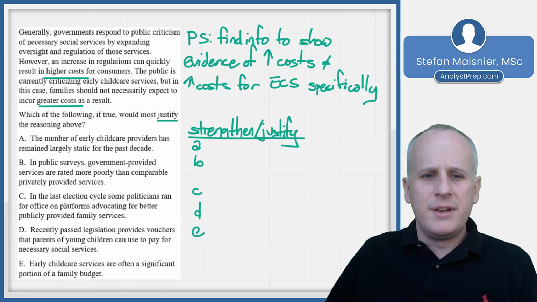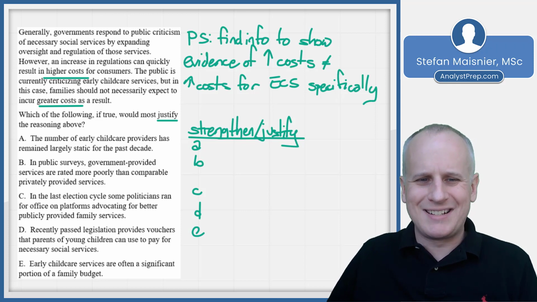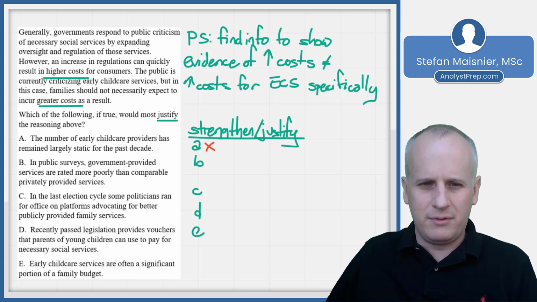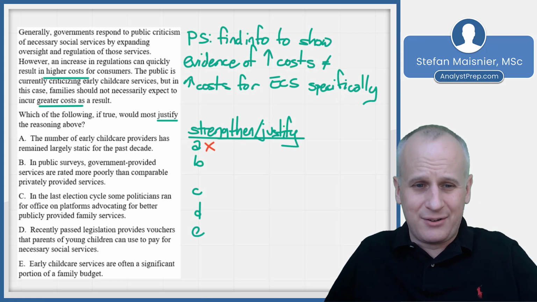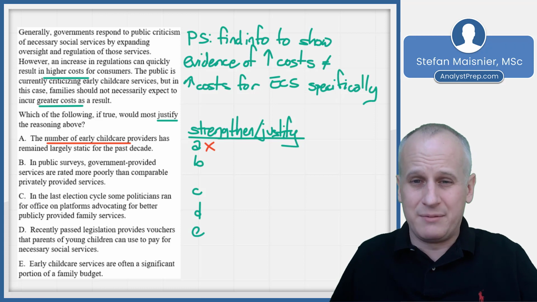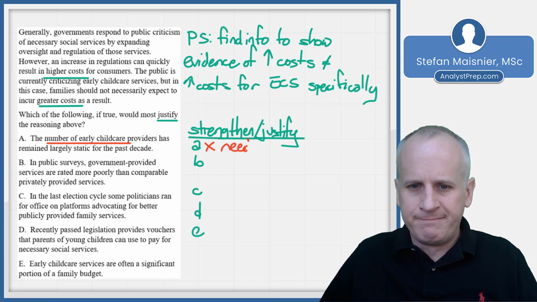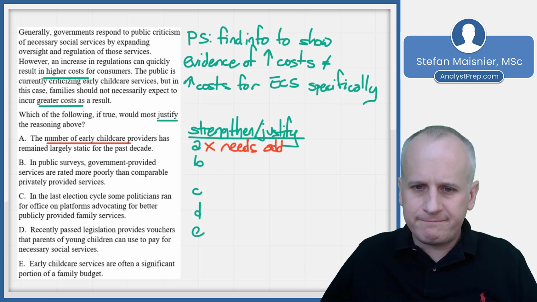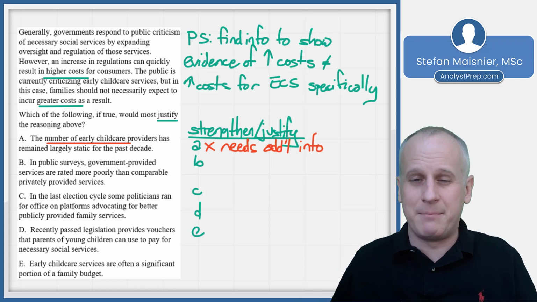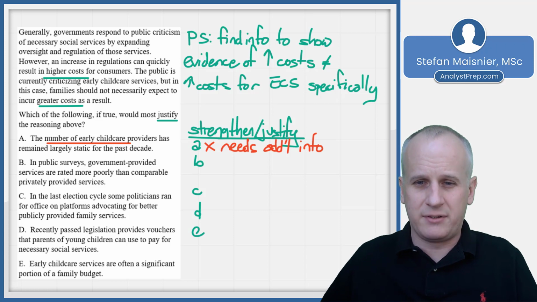So the number of early childcare providers has remained largely static for the past decade. Well, the number is an incredibly vague quantity because it could be like a million, it could be 1,000, it could be 10. So that needs additional information. And we don't know how them staying at a static amount affects the cost for early childcare services specifically.